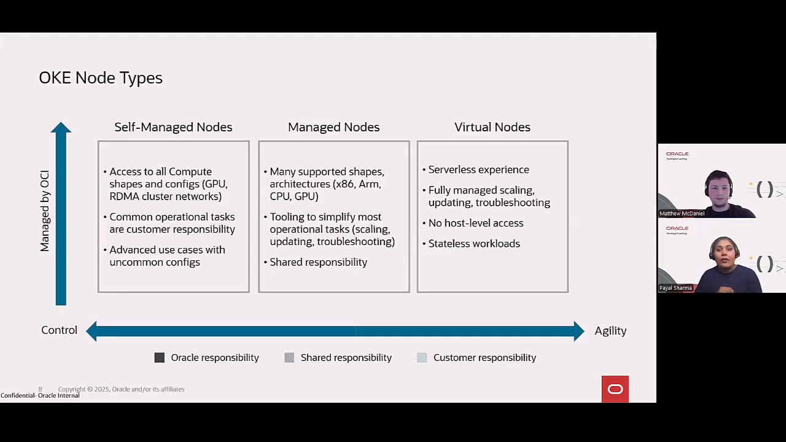Self-managed nodes are called bring your own nodes. This gives you maximum control. You create and manage your worker nodes yourself by choosing any compute shape, including specialized setups like RDMA enabled bare metal for HPC, GPU instances for AI/ML, or confidential computing for highly secure applications. While the control plane remains managed by Oracle, you handle Kubernetes upgrades, OS patching, scaling, and troubleshooting by yourself.